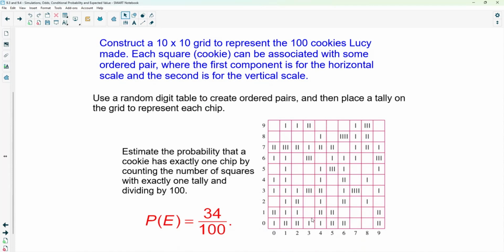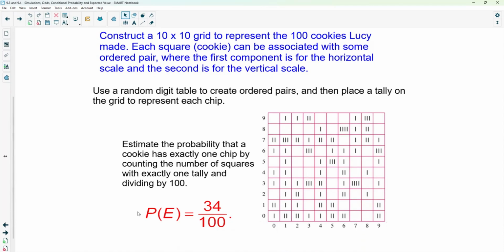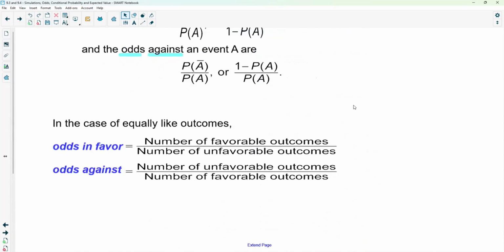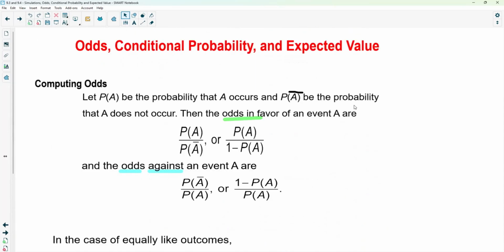Then they want to know how many cookies have exactly 1. Again, these tallies were assigned randomly, between 0 and 4, and that's how they filled in all these blanks. So you're looking for where you have exactly 1 chocolate chip in the cookie. When you count those, there are 34 out of 100. As you see, we can use random digits tables that you can create ahead of time. If you don't have calculators, you can create the random digits tables and just pass them out to your students to use.